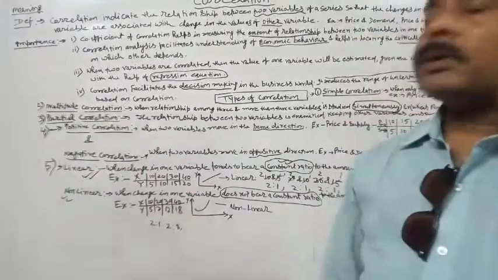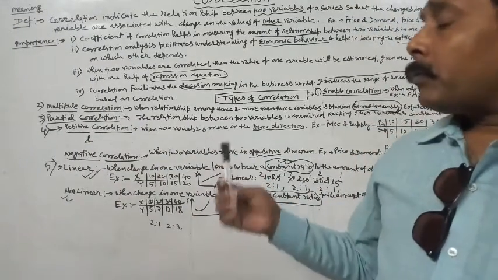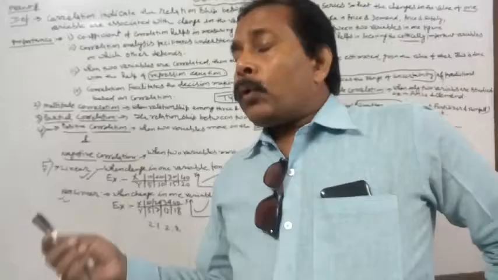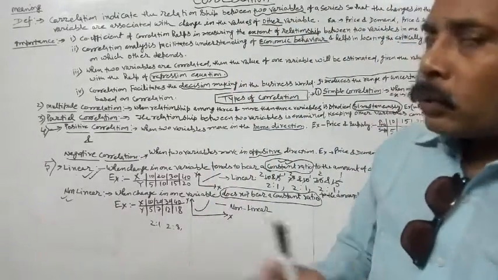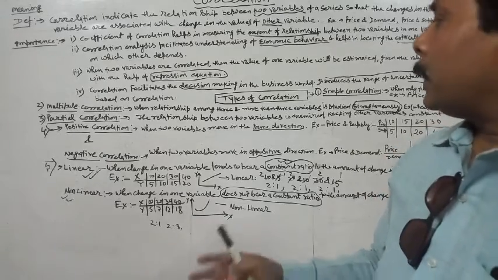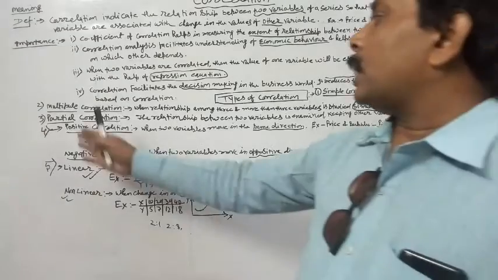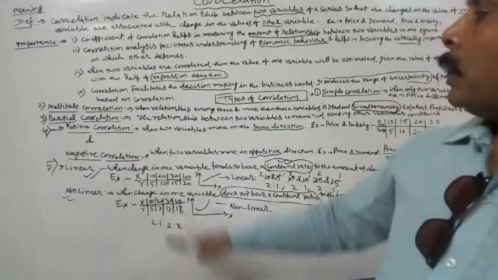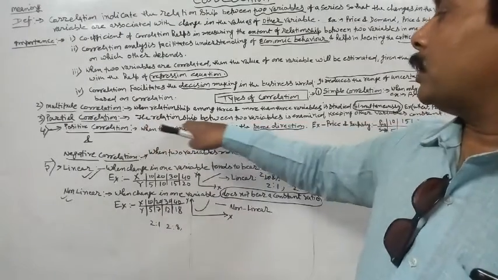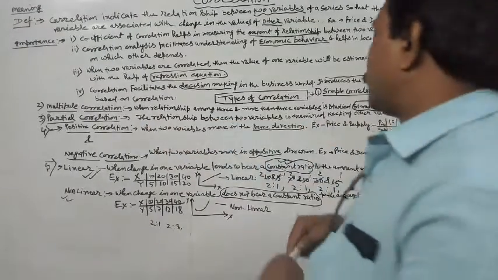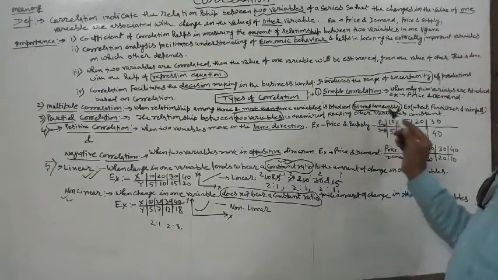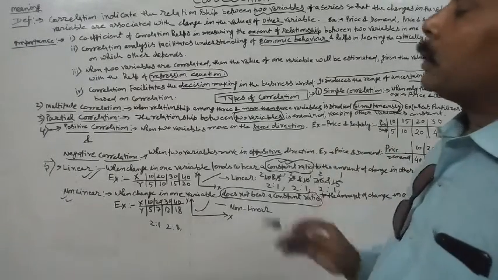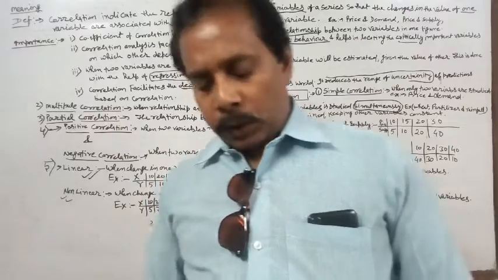Next is the partial correlation. When there are 3, 4 or more variables, but only 2 variables are taken for the calculation, then it is known as partial correlation. In simple words, the relationship between the two variables is examined keeping other variables constant. That is known as partial correlation.